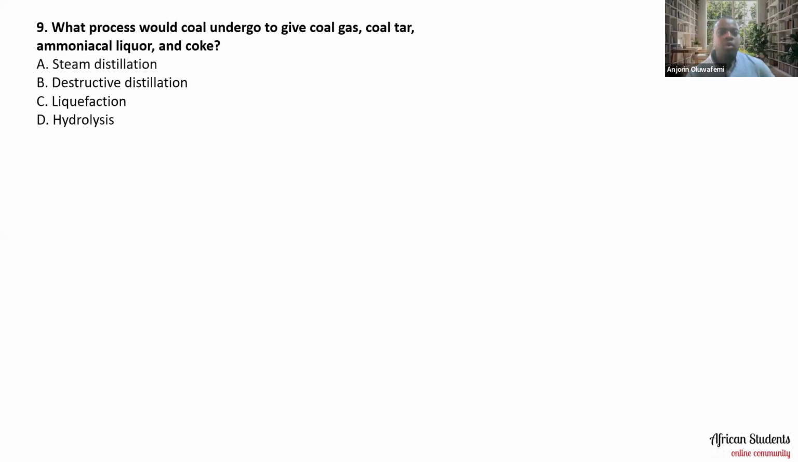Okay. All right. What process would coal undergo to give coal gas, coal tar, ammoniacal liquor, and coke? Is it A, steam distillation, B, destructive distillation, C, liquefaction, D, hydrolysis? The right answer here is destructive distillation.